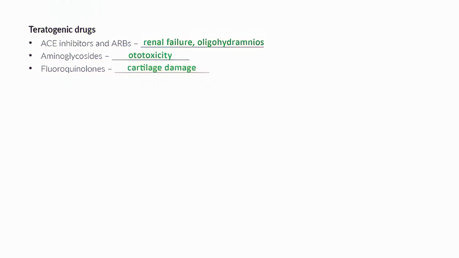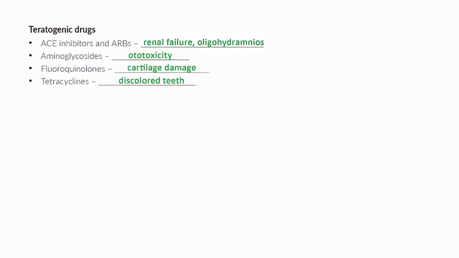And then the third group of antibiotics is the tetracyclines, like tetracycline and doxycycline, which can cause discolored teeth in kids. So in general, we don't give tetracyclines to children for that reason. And this could happen in utero as well.